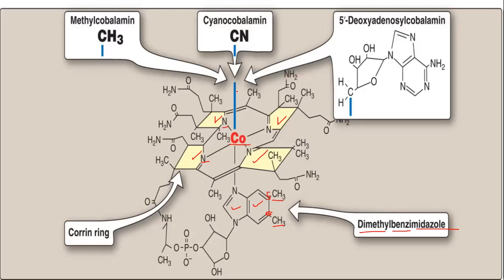Then the other coordination bond here can either be linked with cyanide, in the commercial preparation, to form cyanocobalamin, but the coenzyme form is either methylcobalamin, where you have a methyl group, or it can also link to this. You can see this is adenine, and this is 5-deoxyadenosine. So when 5-deoxyadenosine replaces cyanide there, it will form 5-deoxyadenosylcobalamin. This is the coordinating system, and this is the structure of B12.